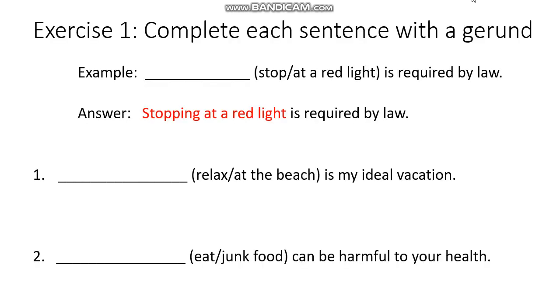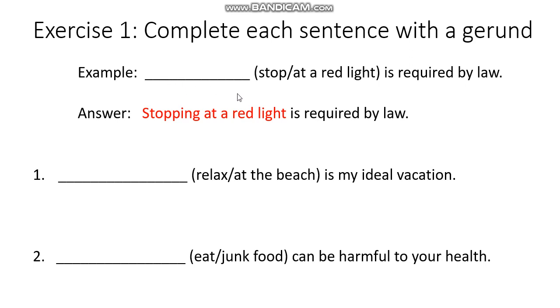All right, let's do some practice. So in the first exercise, you're going to complete each sentence with a gerund. I did one example for you. So let's look here. This is a gap fill.